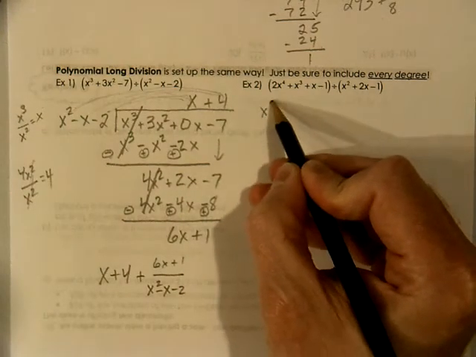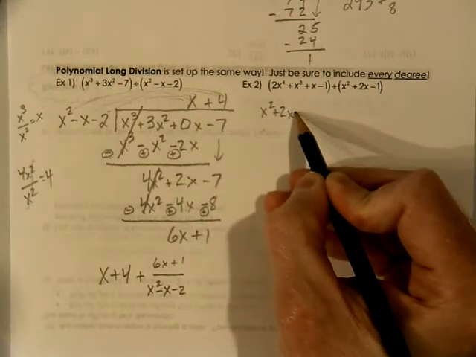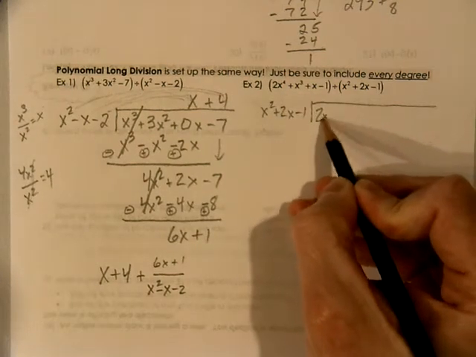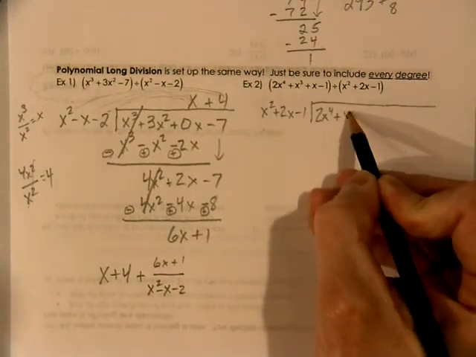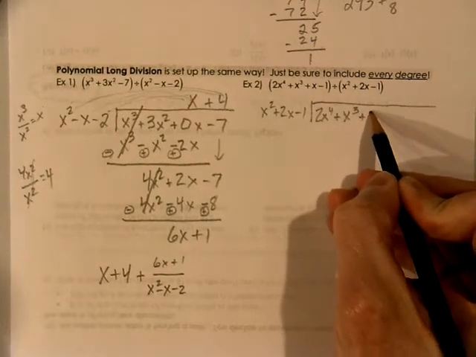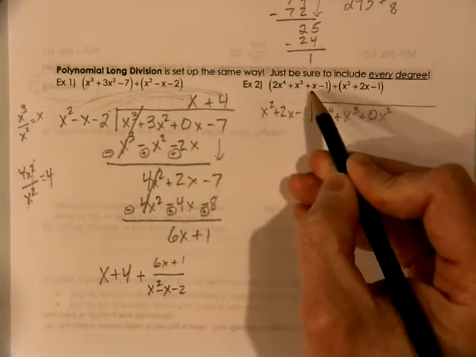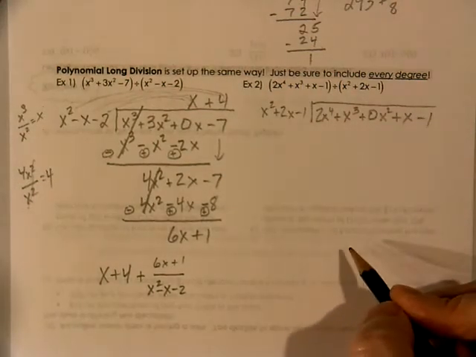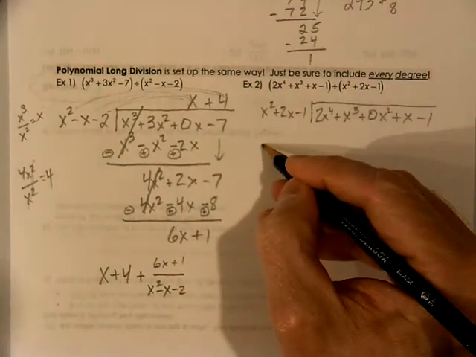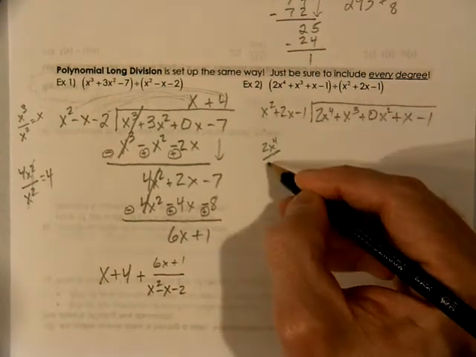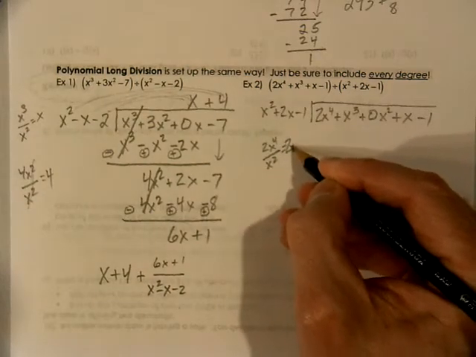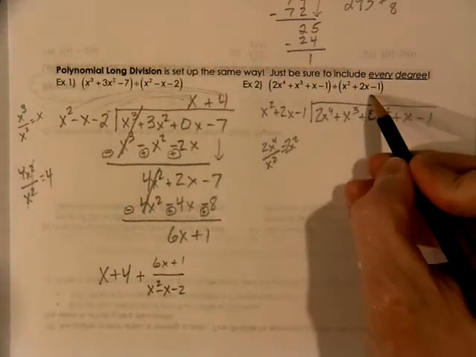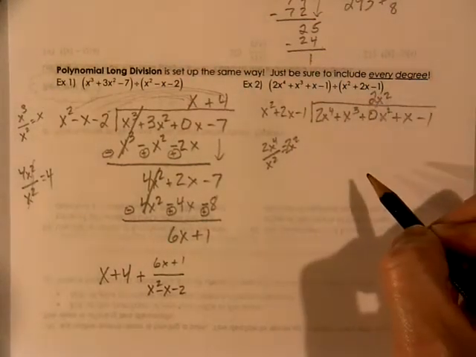We take our x squared plus 2x minus 1, and we divide that into 2x to the 4th plus x cubed. Notice there are 0 x squared, so I need to have an x squared column, plus x minus 1. So I take my 2x to the 4th and I divide it by x squared. And that comes out to 2x squared. So I put that in the x squared column.